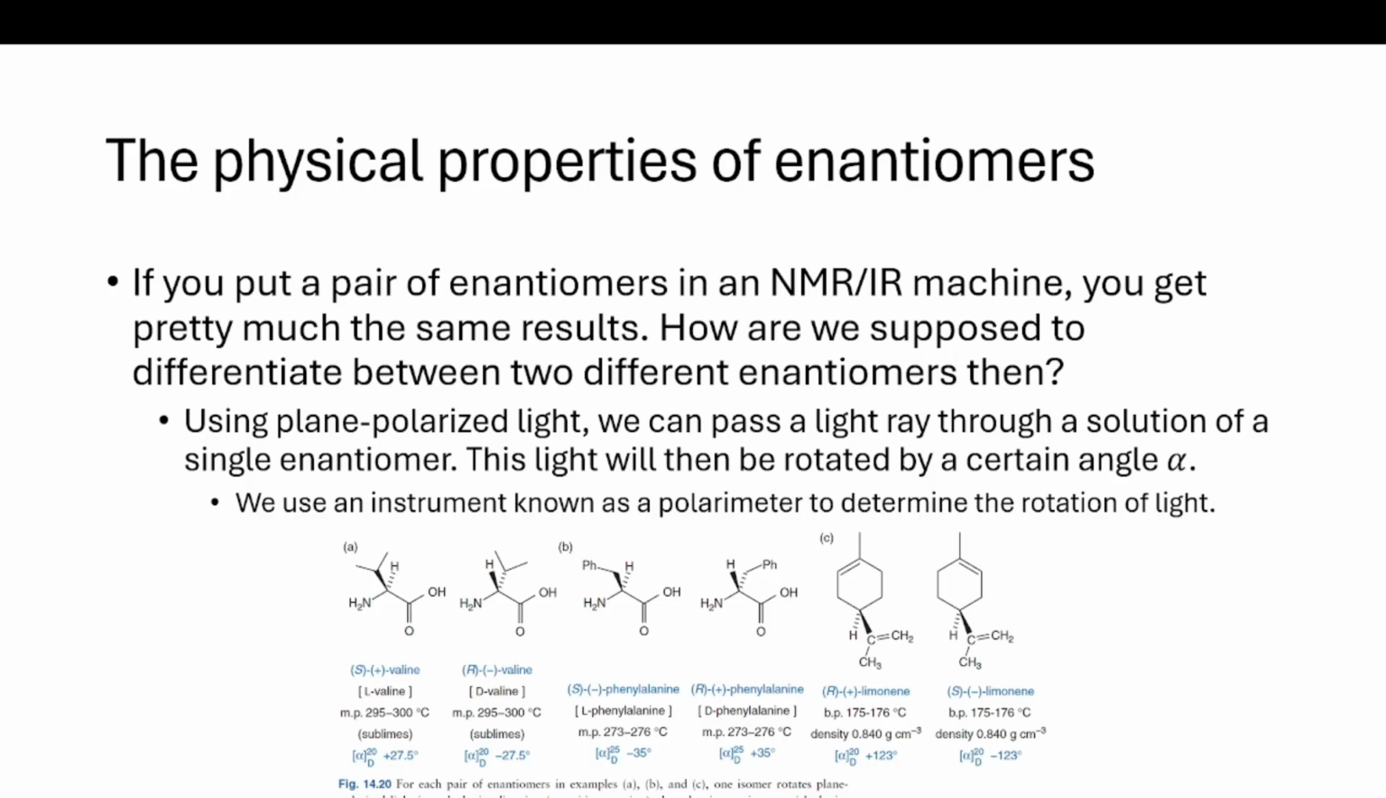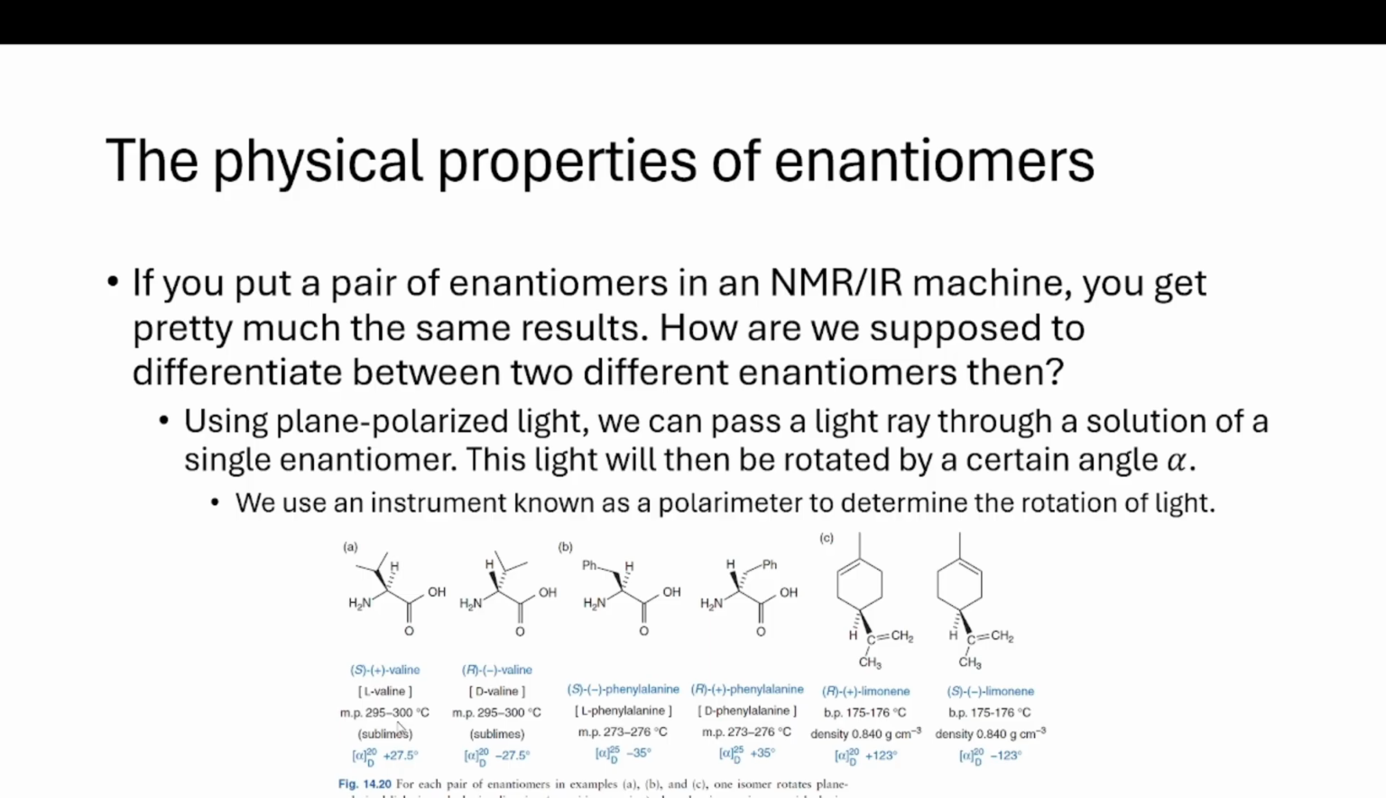Well, using plane polarized light, if we have a solution of an enantiomer, we can pass a light ray through the solution. And because of the stereochemistry, that light will be rotated by a certain angle alpha. And for anyone who wants to get into the analytical side of this, we use an instrument known as a polarimeter to determine this rotation of light.